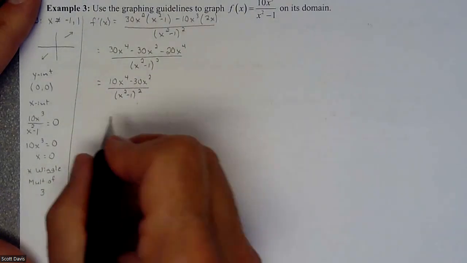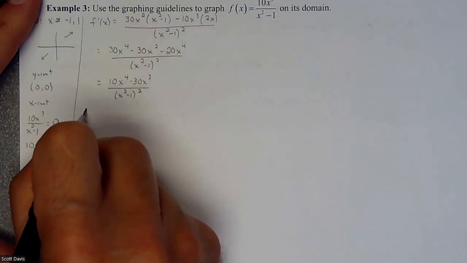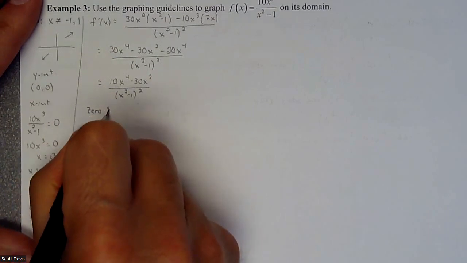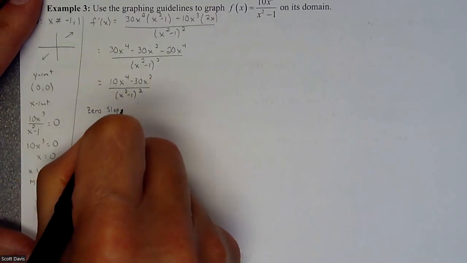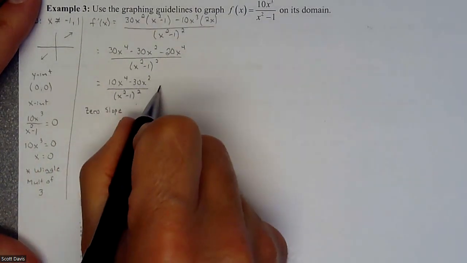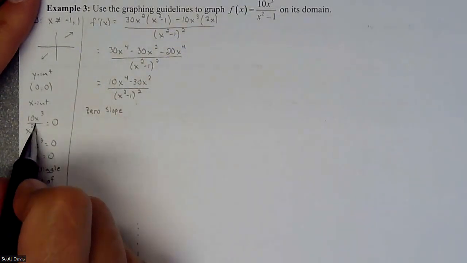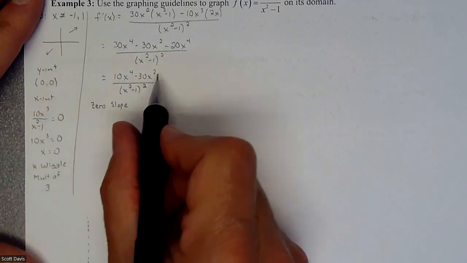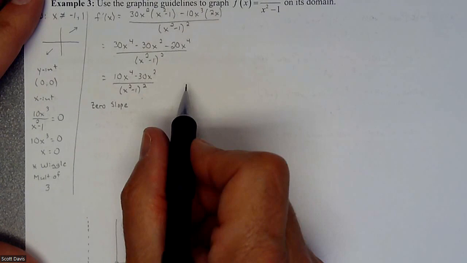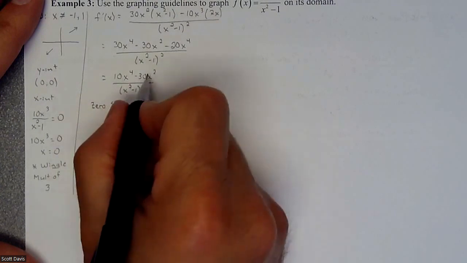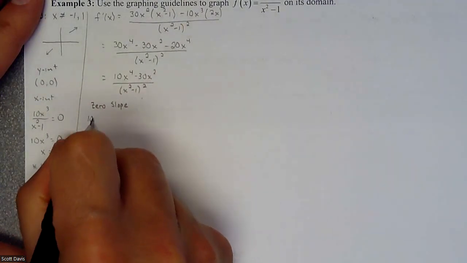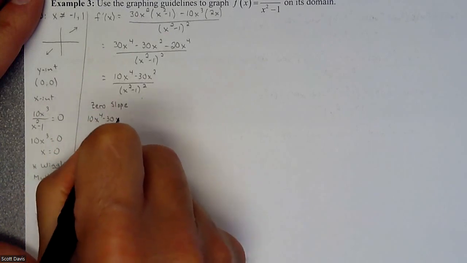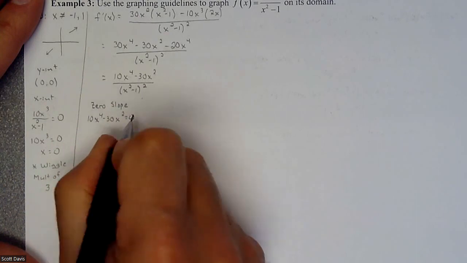We are going to do two things here. We need to figure out where we have a zero slope, aka some potential max or mins. And that's going to be by us setting it equal to 0. But same thing here, all that ends up happening is when you set it equal to 0 and then you multiply that over, the denominator goes away. And so really that just means that the numerator is going to get set to 0. So 10x to the fourth minus 30x squared equals 0.